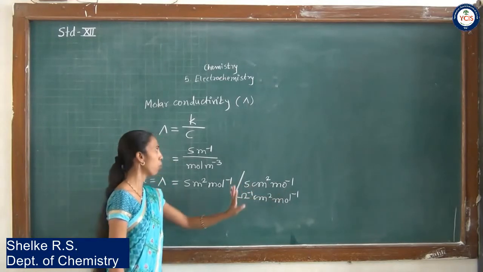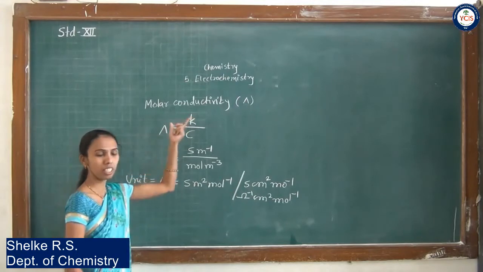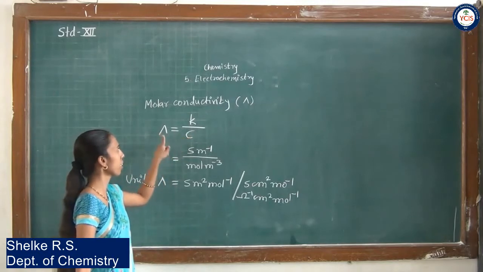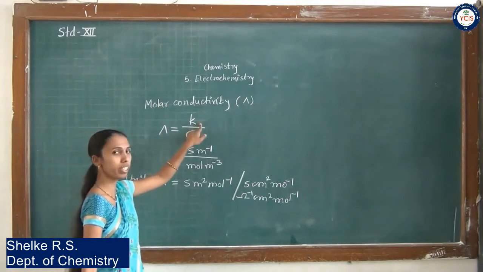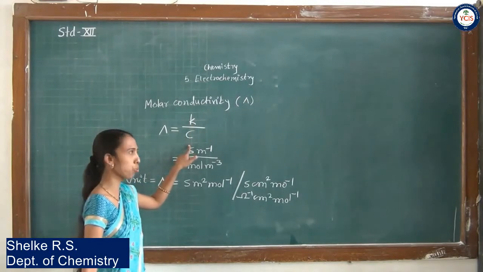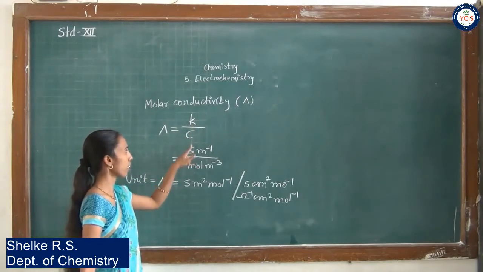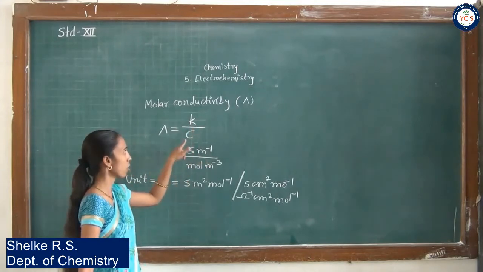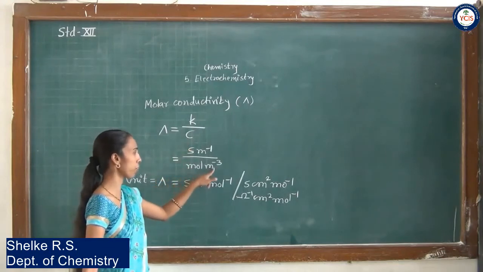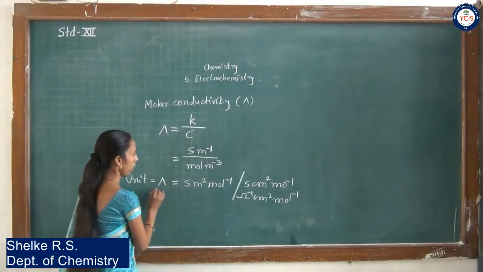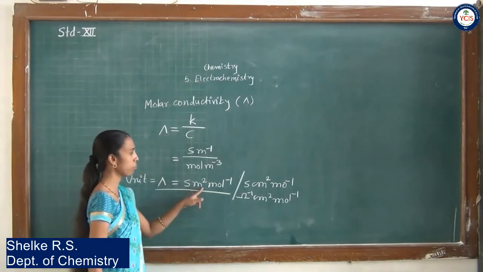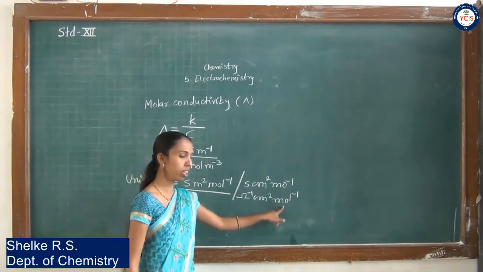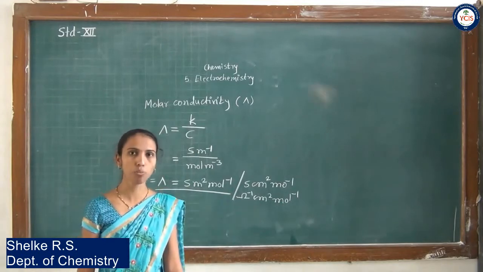I will repeat: molar conductivity is the term introduced by the scientist Kohlrausch. How can we define molar conductivity? It is the electrolytic conductivity divided by the concentration of the solution. The unit of electrolytic conductivity is Siemens per meter, and the concentration unit is mole per meter cube. So the unit of molar conductivity is Siemens meter square per mole, or Ohm inverse centimeter square mole inverse.